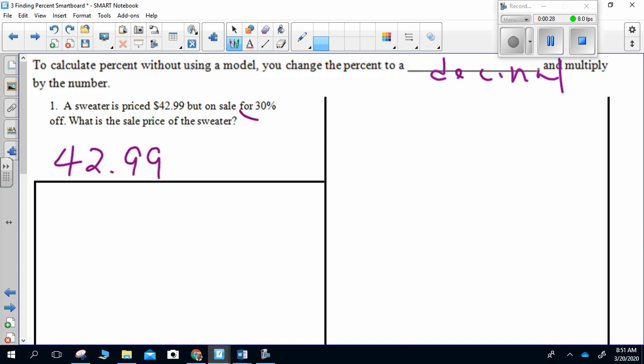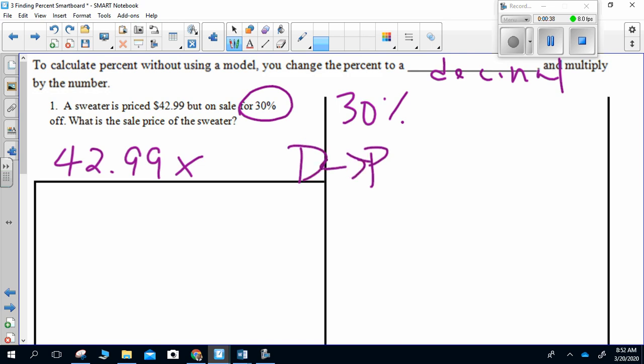I'm going to change my percent to a decimal. So remember 30%, we're changing from a percent to a decimal, so we remember D to P, and we put the 2 here. To change from a decimal to a percent, I move 2 places to the right. To change from a percent to a decimal, I move 2 places to the left, and my decimal point is always there. Just think of it like a period.